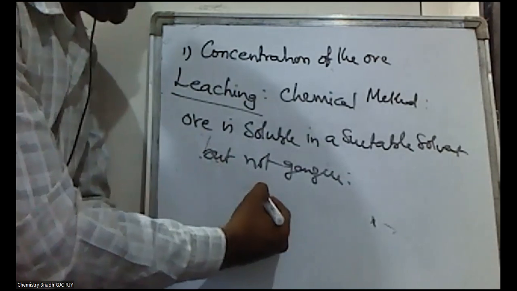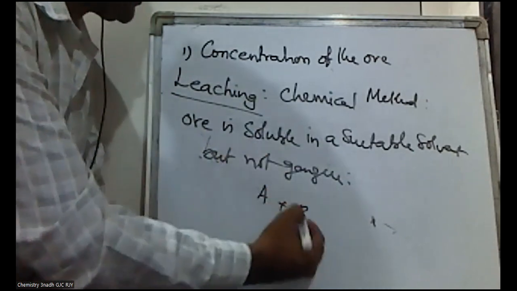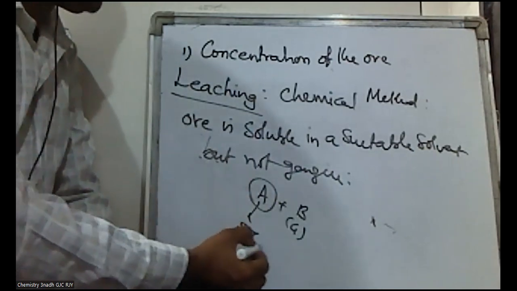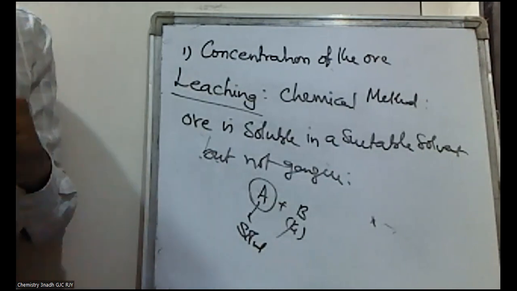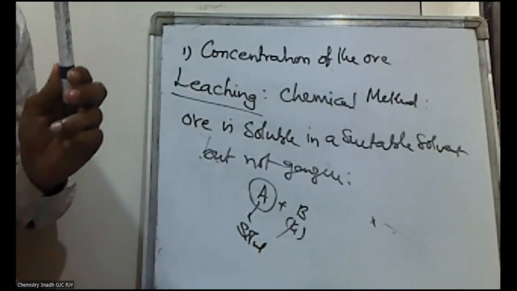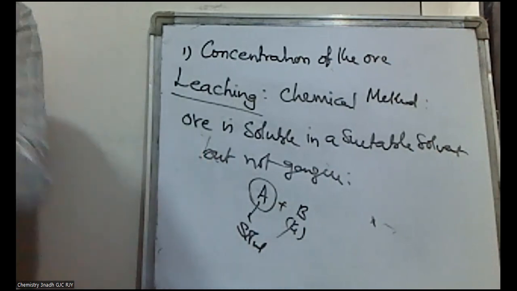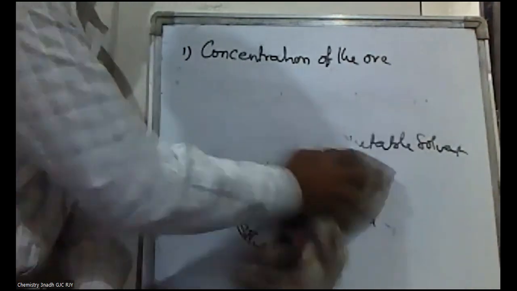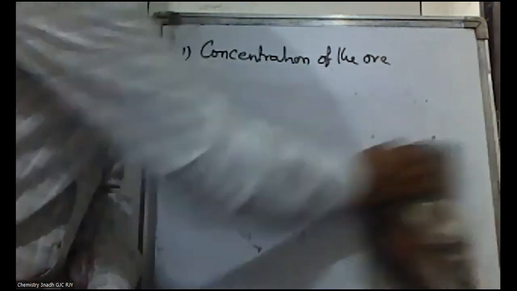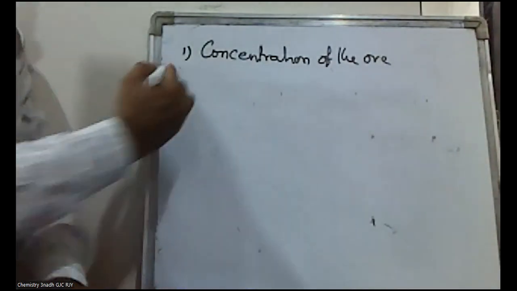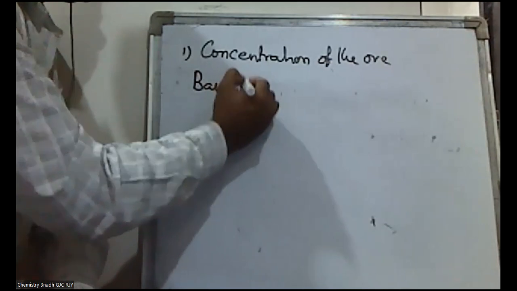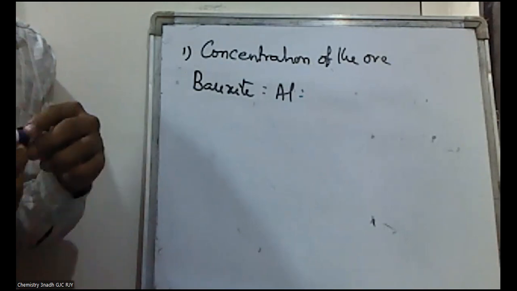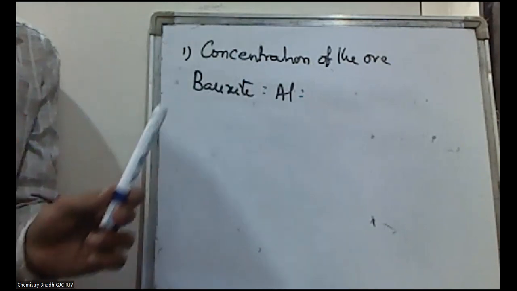Suppose some ore A is there, and in it B gangue particles are there. Suppose the ore is soluble in a particular solvent, but not the gangue. Then we apply this technique, the leaching method. Commercially, consider aluminum ore. In my first video I have already discussed the important ores of aluminum. The main ore of aluminum is bauxite. So this bauxite ore is concentrated by this leaching method.